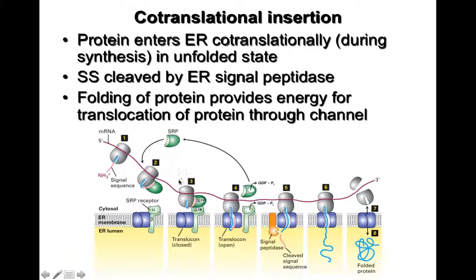The SRP brings the ribosome to the ER membrane, and it docks it onto the translocon, a protein tunnel, if you will, embedded in the ER membrane. When the SRP releases from the ribosome, translation is reactivated and the protein is made and fed into the endoplasmic reticulum.